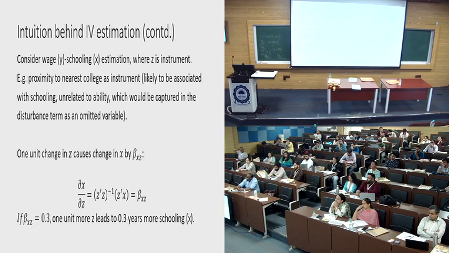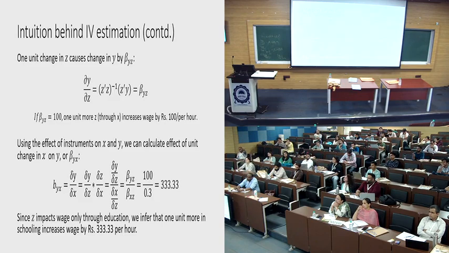Suppose beta XZ is equal to 0.3, so one more unit of Z leads to 0.3 years of schooling. I can claim that. Given this, I then want to think of a 1 unit change in Z: how much does it cost in Y? Because that's my interest over here, which is beta YZ, Z transpose Z inverse Z transpose Y. And suppose now beta YZ turns out to be 100. Clear? So 1 more unit of Z, through X, increases the wage by rupees 100 per hour. That's what I am claiming.